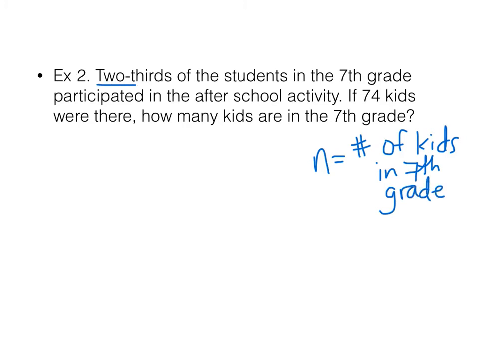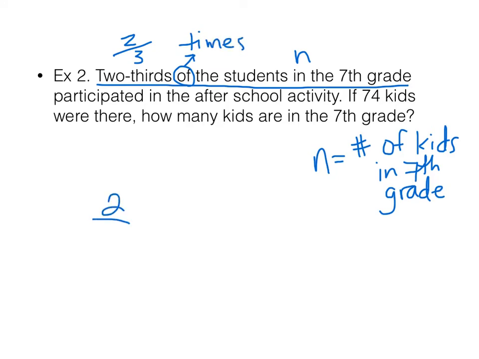2/3 of the students in the 7th grade, that's n, so 2/3 of, and of means times, 2/3 of n participated in the after-school activity, and that was 74 kids. Oh, hey, no, not 75, 74. 74 kids.